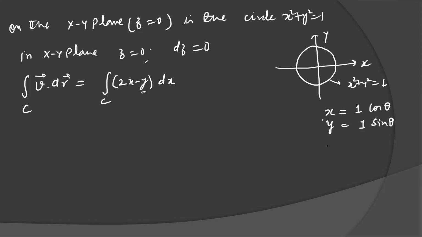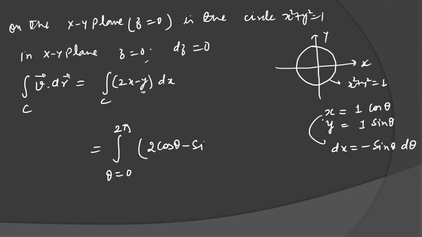Here r is 1, so we will take x equal to 1 cos theta, y equal to 1 sin theta. Then what will be your dx actually? dx will be minus sin theta d theta. What about theta? Theta is the entire circle, 0 to 2 pi. It will be the integral of (2 cos theta minus sin theta)(minus sin theta) d theta. I hope you can evaluate this integral now. If you evaluate this integral, you will get the value pi. The value is pi. Now I am going to find this integral with the help of Stokes theorem.